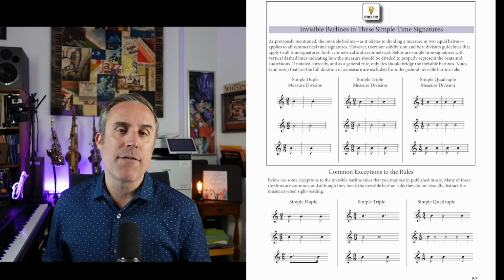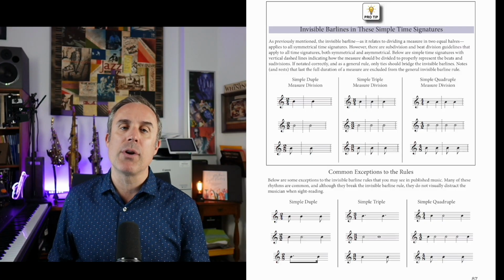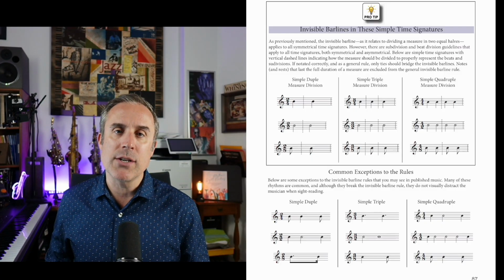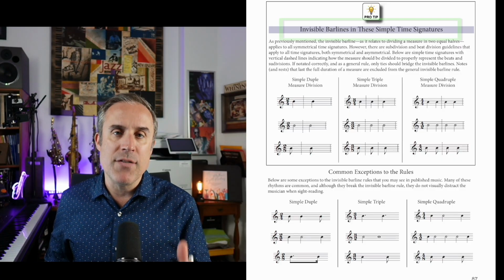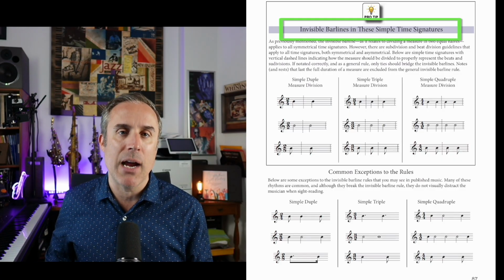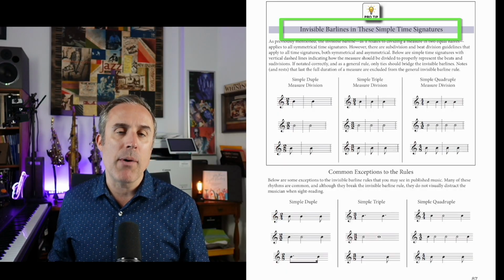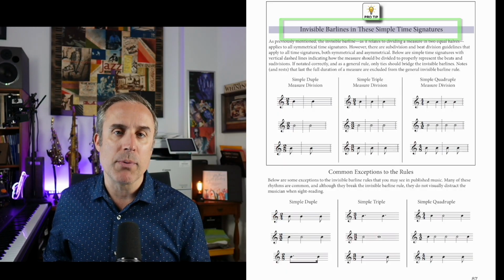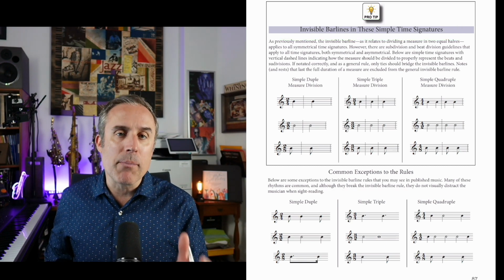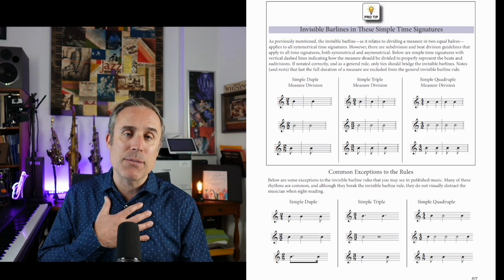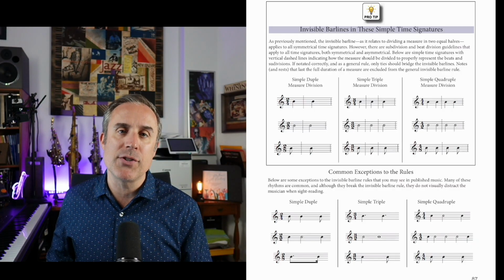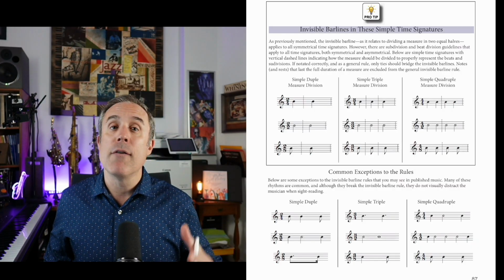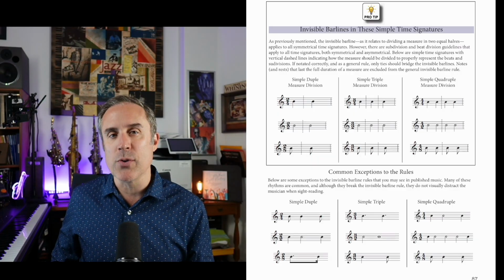But before I get to that first exercise for today, I did want to bring to your attention that for weeks 18 and 19, I have a section in my book where I talk about the incorporation of invisible bar lines into these simple time signatures. How do invisible bar lines work in simple duple, in simple triple, and in simple quadruple time? We know that invisible bar lines are so helpful for us as musicians to compartmentalize measures and help us decipher rhythms. We also now know that common time, 4/4 time, is simple quadruple time.